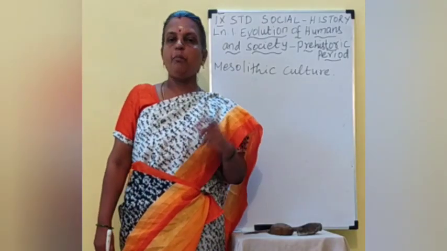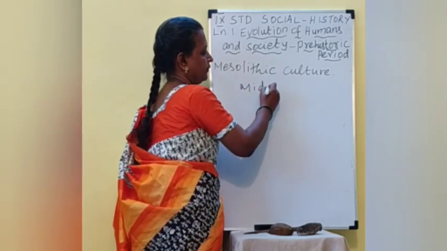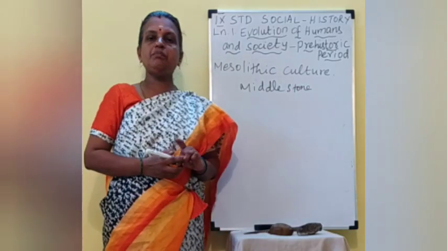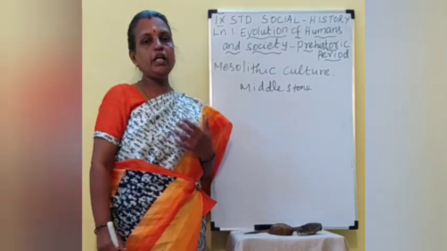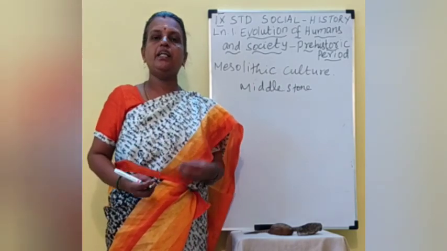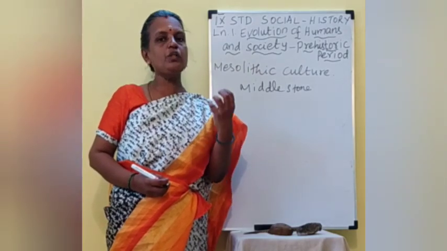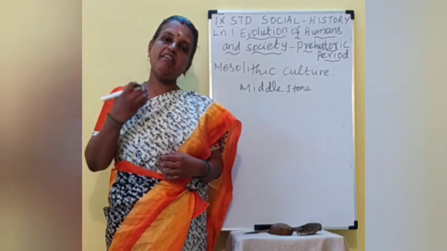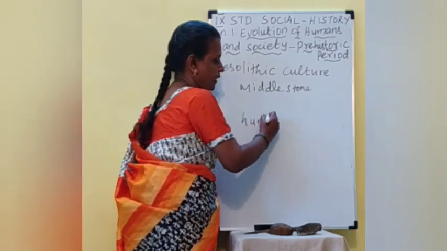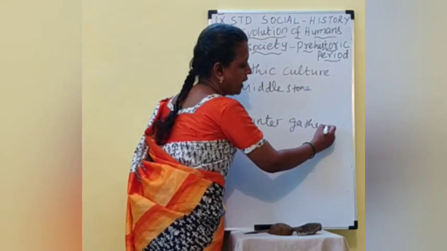Mesolithic culture. Mesolithic culture means Middle Stone Age. This period is between Paleolithic culture and the Neolithic culture. During this period, the people used microliths, which means small stone objects. They were hunter-gatherers, which means hunting was their main occupation.